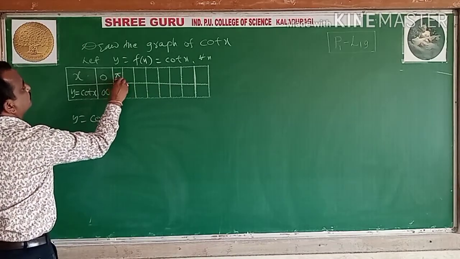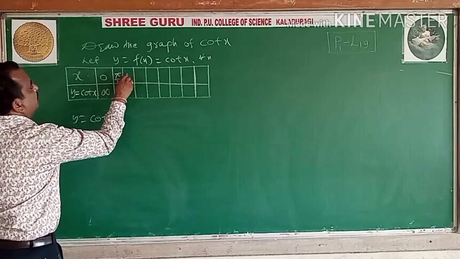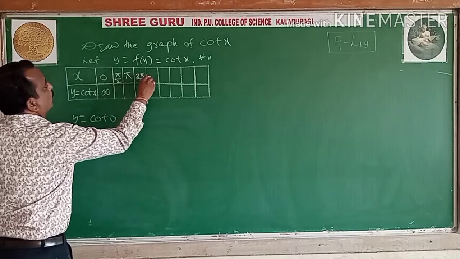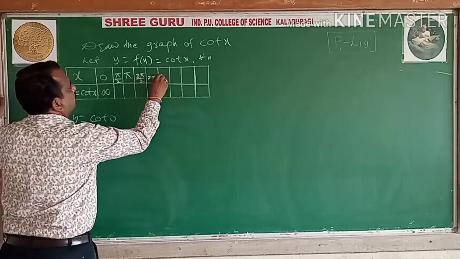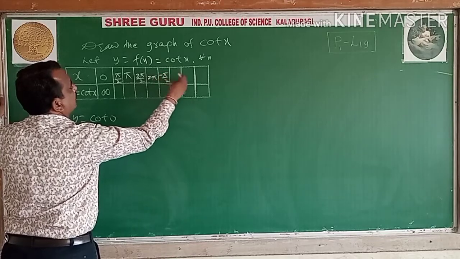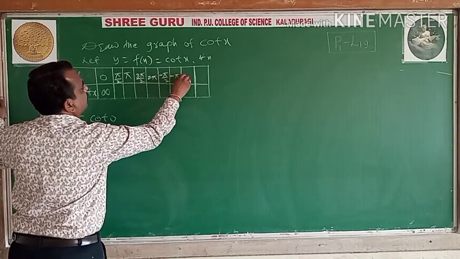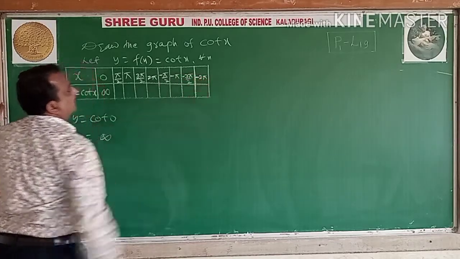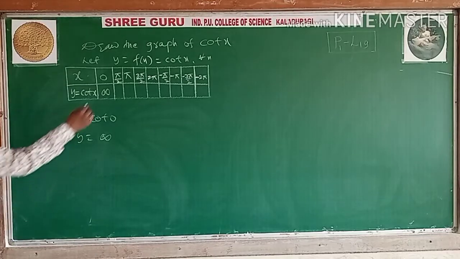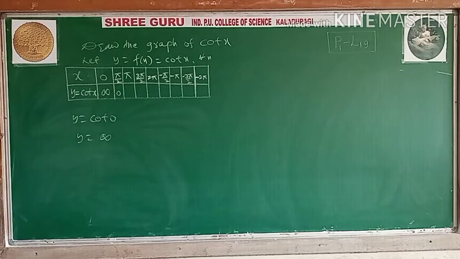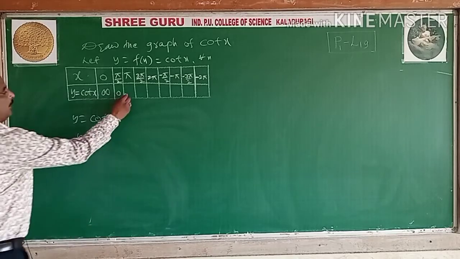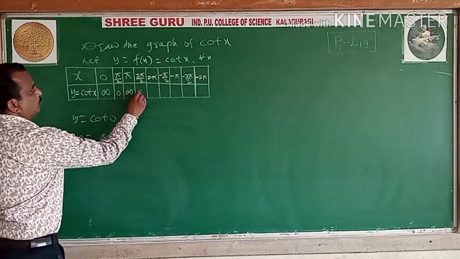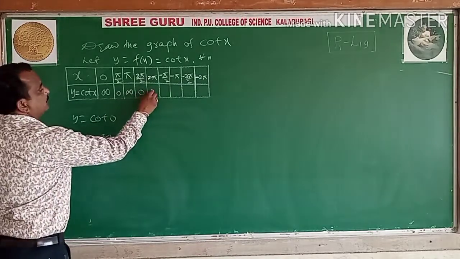Pi by 2, pi, 3 pi by 2, 2 pi, then the negative values: minus pi by 2, minus pi, minus 3 pi by 2, minus 2 pi. Cot 90 is 0, cot pi is again infinity, cot 3 pi by 2 is 0, cot 2 pi is infinity.